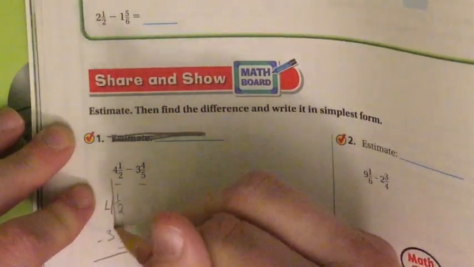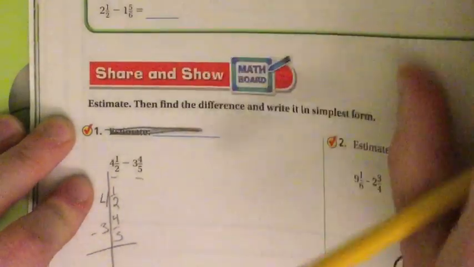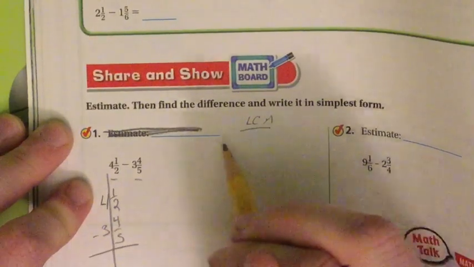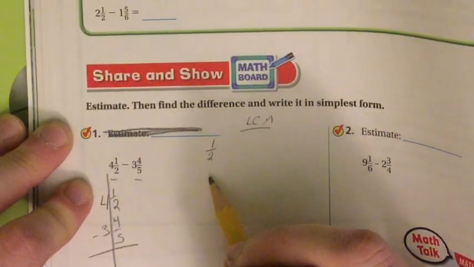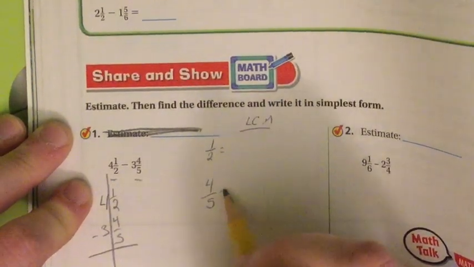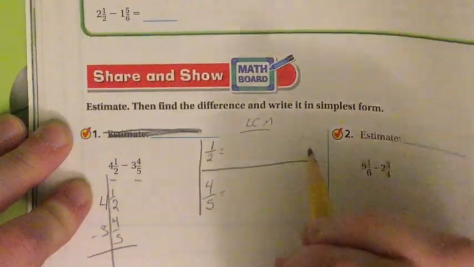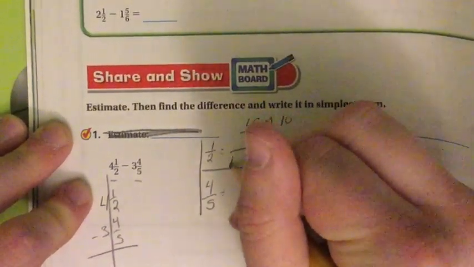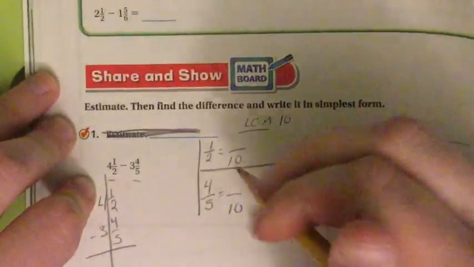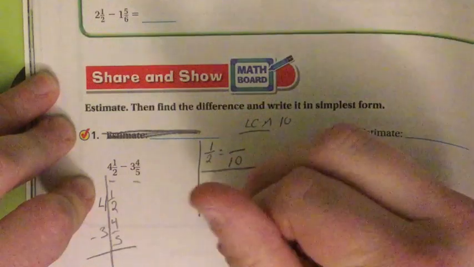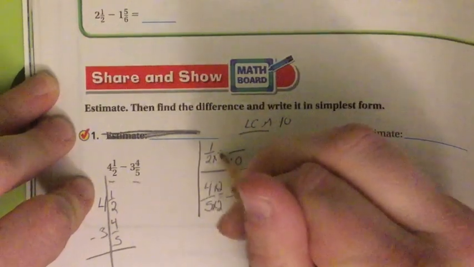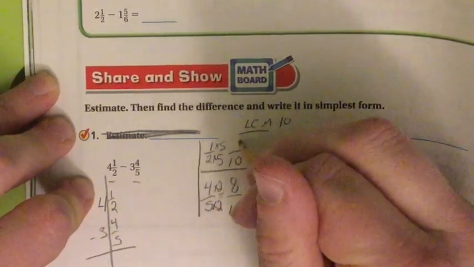Okay, again, we're going to break these up, and we're going to find the LCM of 1/2 and 4/5. So the LCM, if you list them out, is going to be 10. So our new denominator is going to be 10. So we ask ourselves, 5 times what gives you 10? 5 times 2. You do it to the bottom, you do it to the top. 4 times 2 is 8. 2 times what gives you 10? 5. So 1 times 5 is 5.